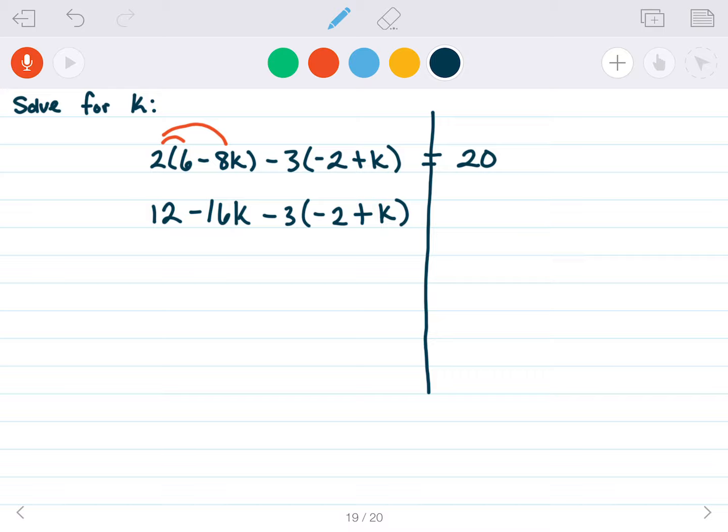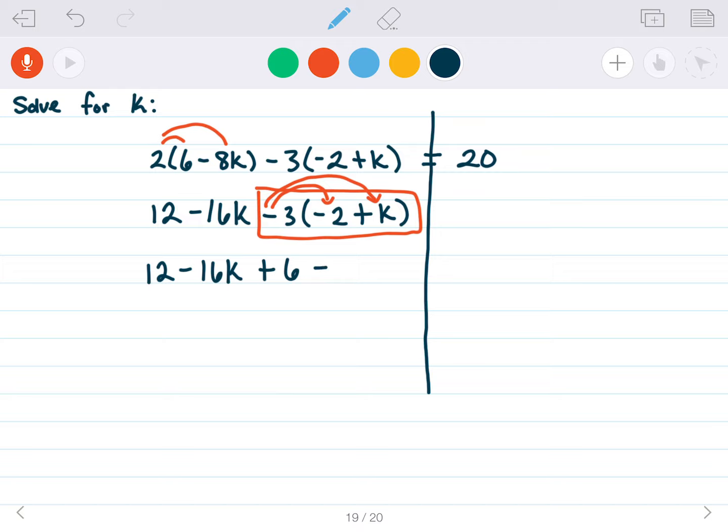Okay. Now my second distributive property is right here, right? I'm multiplying not just the 3, I'm multiplying the negative 3, because that's the sign attached in the front. I'm multiplying the negative 3 by negative 2 and by positive k. So carrying the stuff in the front down, now we have negative 3 times negative 2 is going to give me a positive 6. Negative 3 times a positive k is going to give me a negative 3k. And then I still have equals 20 on the right side.